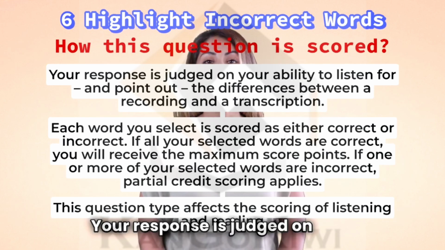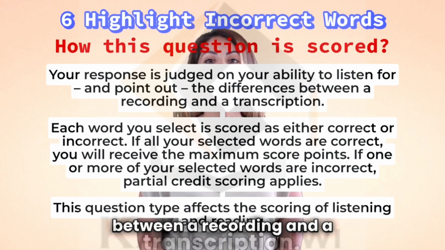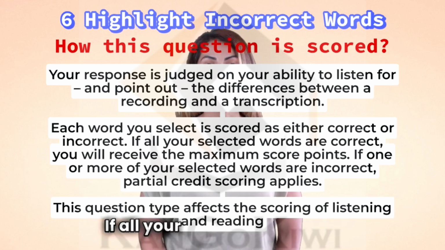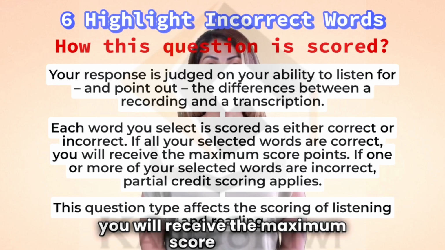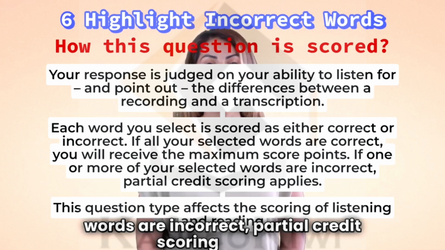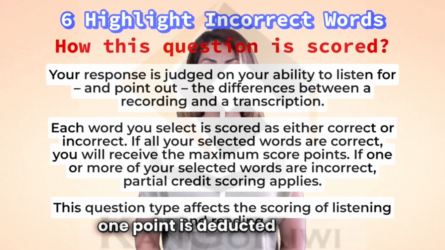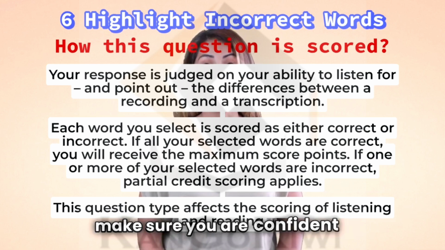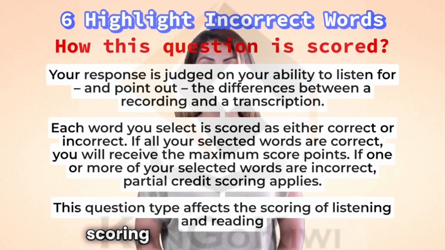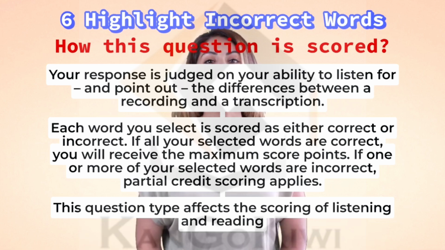Your response is judged on your ability to listen for and point out the differences between a recording and a transcription. Each word you select is scored as either correct or incorrect. If all your selected words are correct, you will receive the maximum score points. If one or more of your selected words are incorrect, partial credit scoring applies. Each correct response option is given 1 point, but 1 point is deducted for each wrong option, so make sure you are confident in your choices. Please note, this question type affects the scoring of listening and reading. Your speaking and writing skills are not tested by this question type.